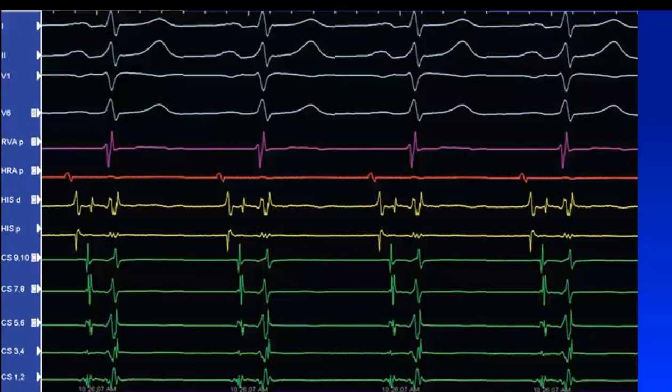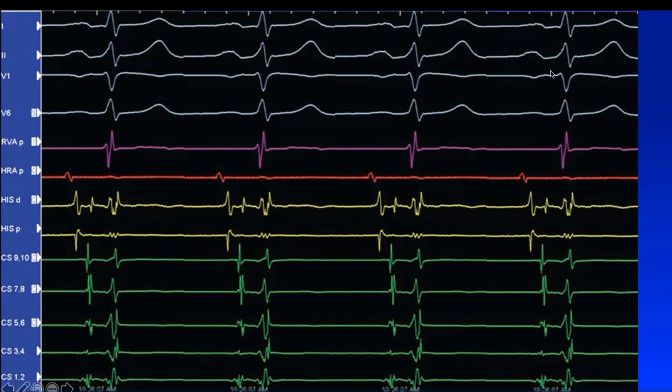Yes. Okay, so you oriented yourself. Looking at the surface ECG, what do you see? This is, I think, a sinus rhythm. There is a P wave followed by a QRS complex. Okay.